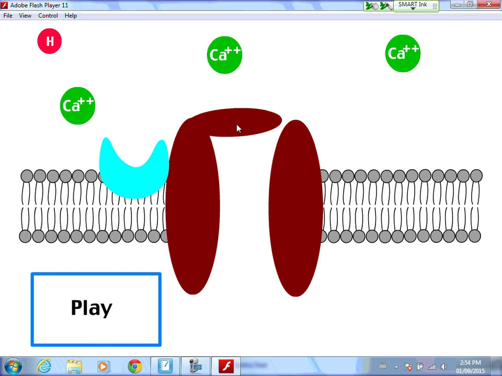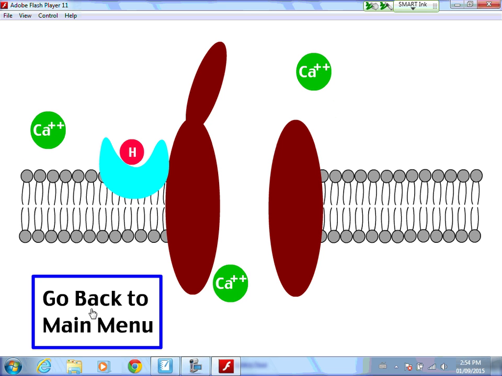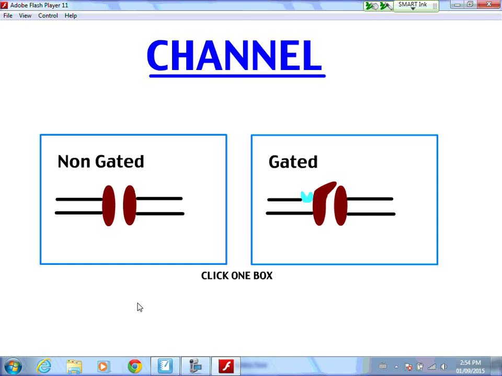The other version here is called gated facilitated diffusion. In this case, the channel is closed. Something does have to open up the gate. That is the hydrogen in this case, allowing the calcium to move through the protein and pass through the cell membrane.